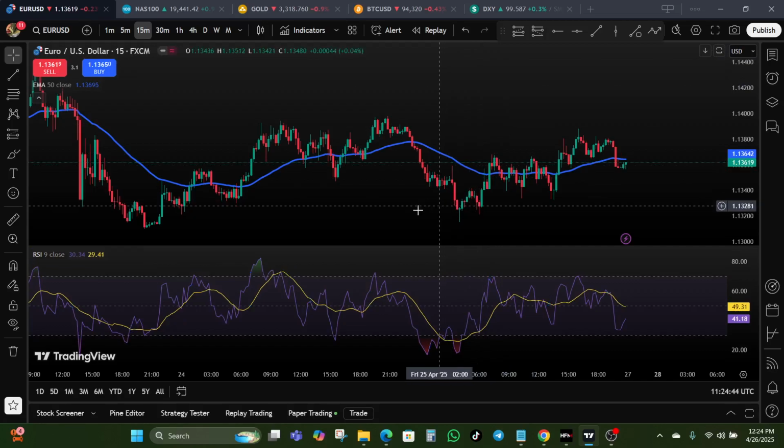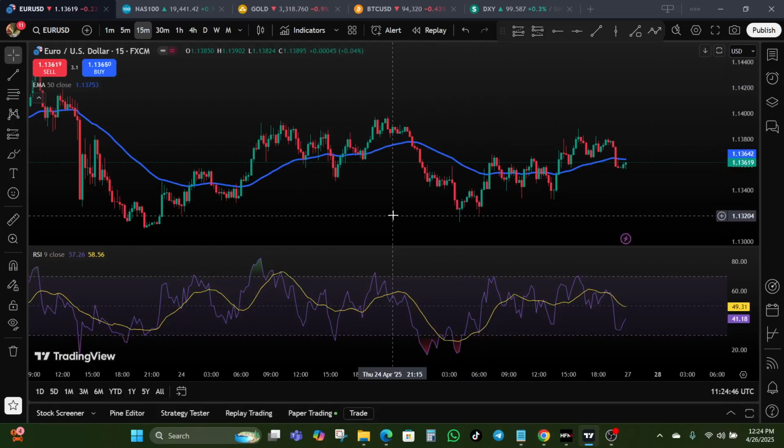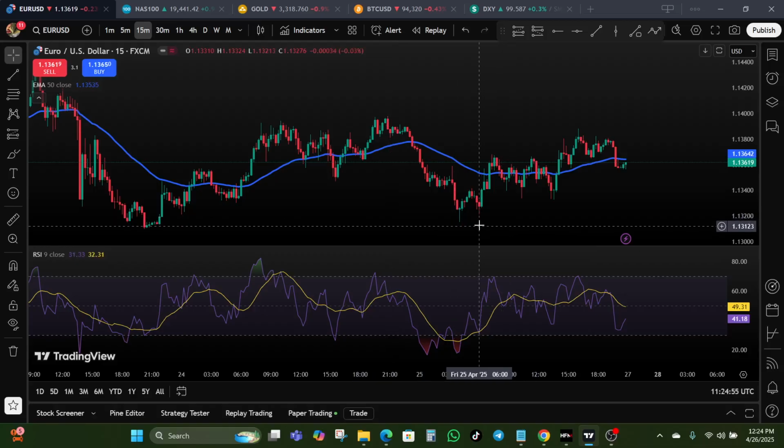If you are a scalper, you can work with the 7 or the 9. If you are an intraday trader, you can actually use 14. Even a swing trader can use 14, or you can just up it to maybe 21, depending on your trading style, like I already mentioned.